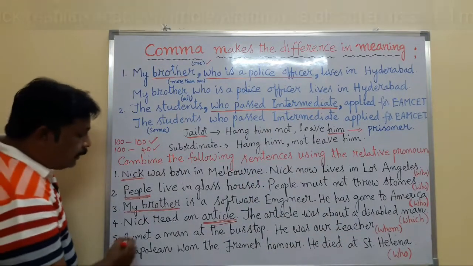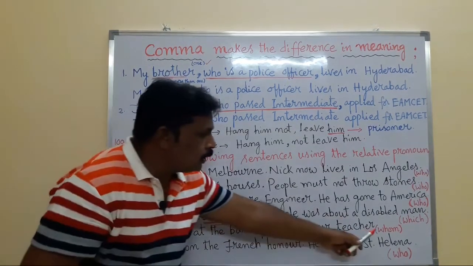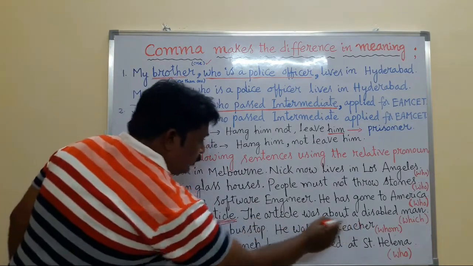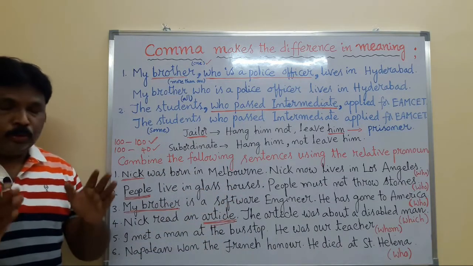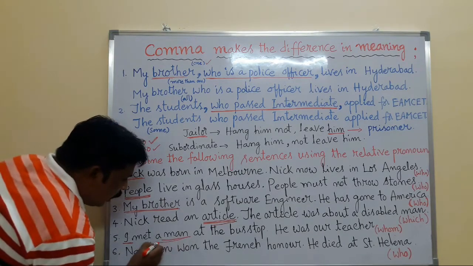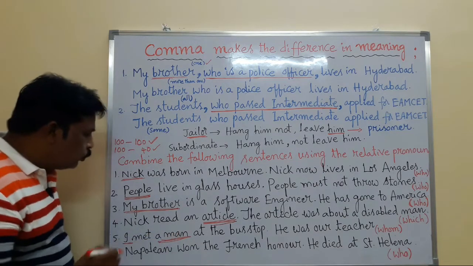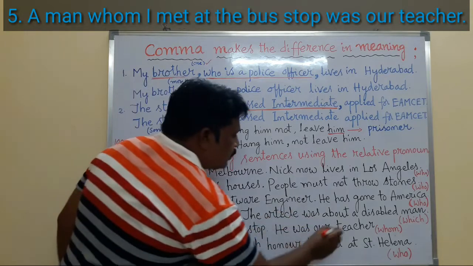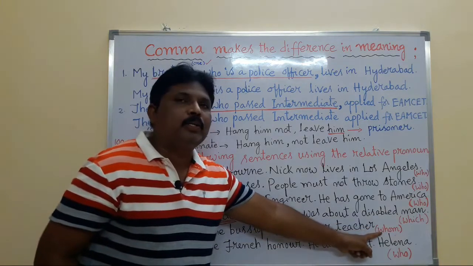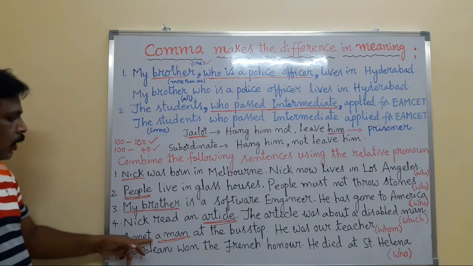Next, fifth one. I met a man at the bus stop. He was our teacher. Combine the two sentences using the relative pronoun whom. So whom is used to refer to objects. Here I is a subject, a man is an object. So we begin the sentence with a man. A man whom I met at the bus stop was our teacher. You know why we start the sentence with a man? Because we are asked to combine the two sentences using whom. So whom is used for objects. So here the object is a man.